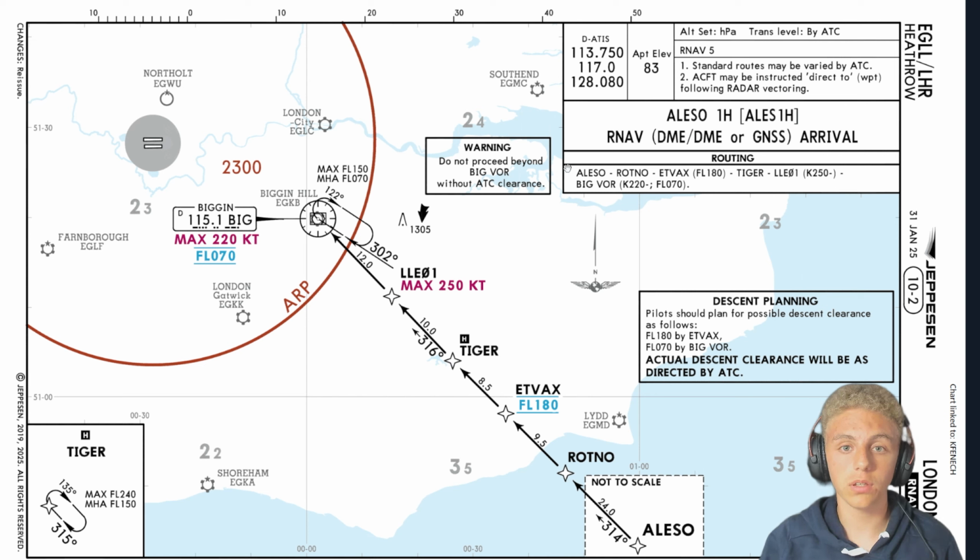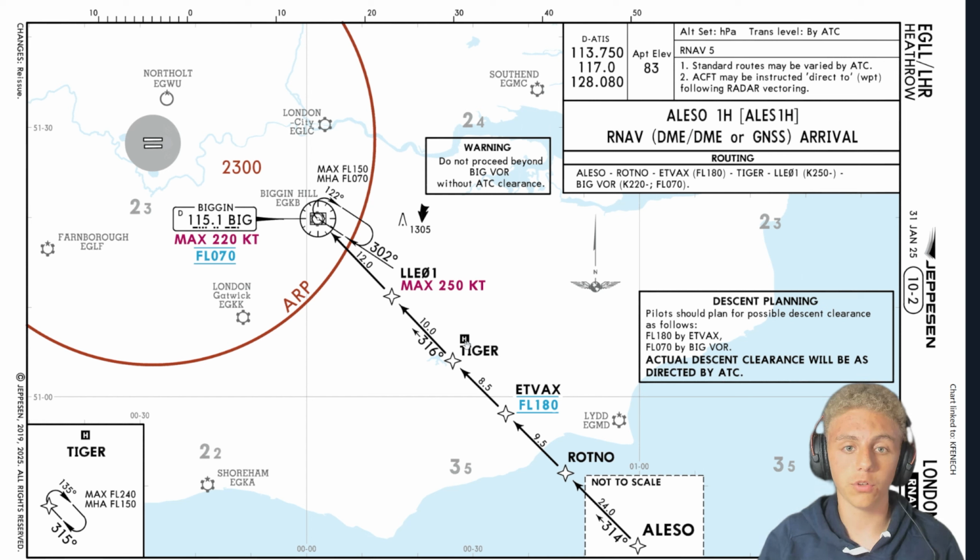Over here you can see the routing, LSO, ROTNO, EDVAX, and in brackets flight level 180. Tiger, this waypoint with a speed restriction, so you have to be less than 250 knots, and then the Big NVOR, less than 220 knots, and have to be at flight level 070. Looking at the map, you get the same information. So at EDVAX, you have to be at flight level 180. As you can see, there's the sandwich.